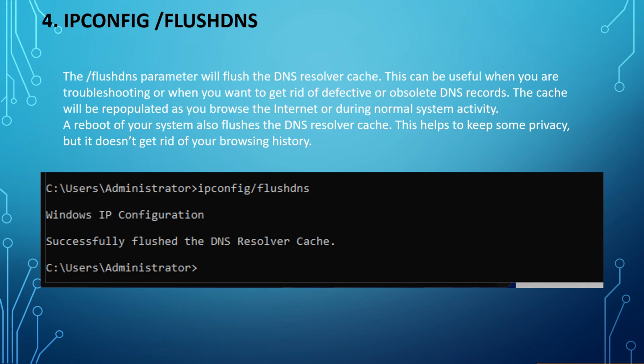Number 4 is the ipconfig /flushdns. The /flushdns parameter will flush the DNS resolver cache. This can be useful when you are troubleshooting or when you want to get rid of defective or obsolete DNS records. The cache will be repopulated as you browse the internet or during normal system activity. A reboot of your system also flushes the DNS resolver cache. This helps to keep some privacy, but it doesn't get rid of your browsing history.